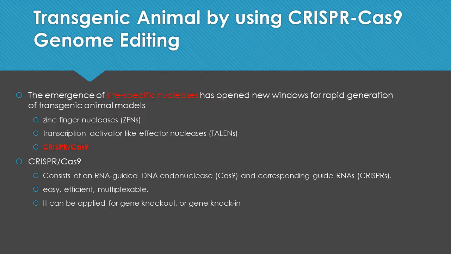Alright, among these three, CRISPR-Cas9 is far more superior, as CRISPR-Cas9 is not only easy to perform, it is also efficient and multiplexable. It can also be applied for gene knockout and gene knock-in. Moreover, CRISPR-Cas9 can be used in animals, in plants, and some studies even claim that they can use this technology in humans as well. But of course, this issue is still in debate until now.